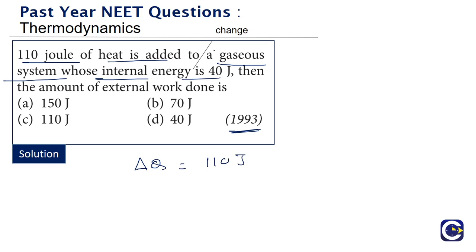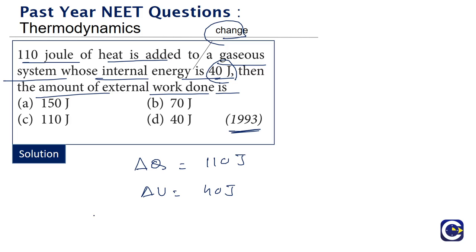Whose internal energy is changing by 40 joules. There is a typo here. The internal energy change is what? 40. Means what? Delta U is what? 40. Then the amount of the external work done is. So we need to find what is the amount of the external work done.